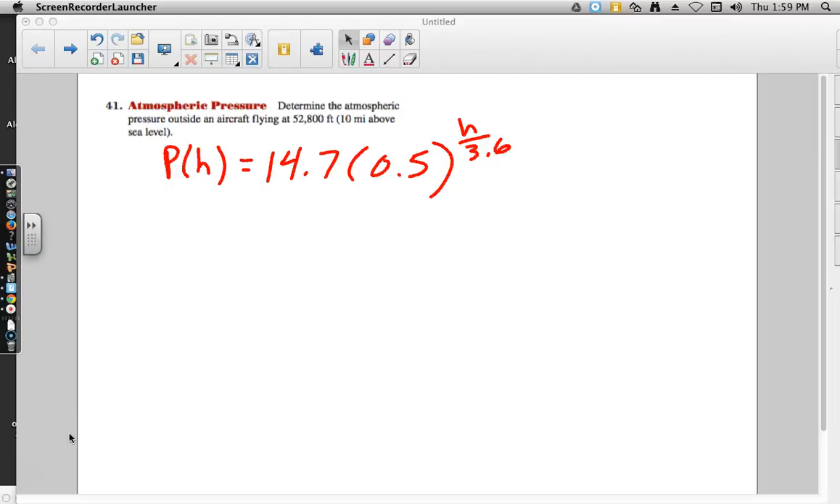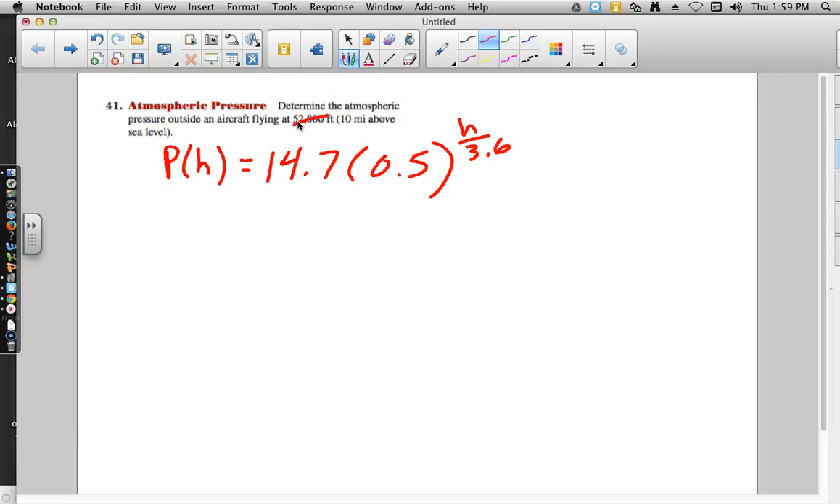It says, determine the atmospheric pressure outside an aircraft flying at 52,800 feet, which is 10 miles above sea level. I want to make sure that I'm using the miles above sea level because we have to go back and get the formula that we derived in our notes based on the information we had for atmospheric pressure. That is the formula you see right here, and that's right in your notes. So all we have to do is put in 10 miles for the height.